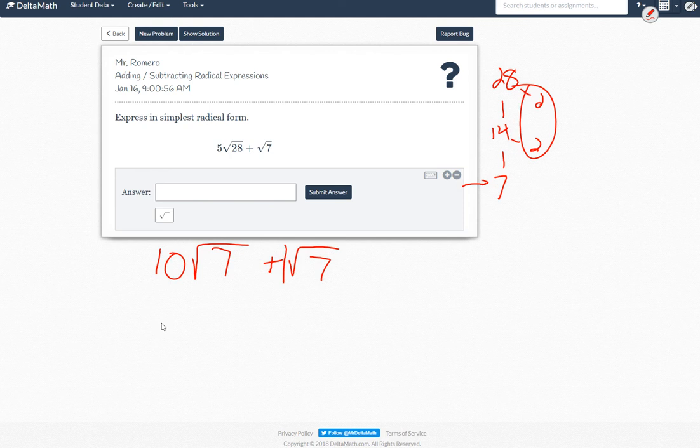So magic board of wonder, show me 11 square root of 7.